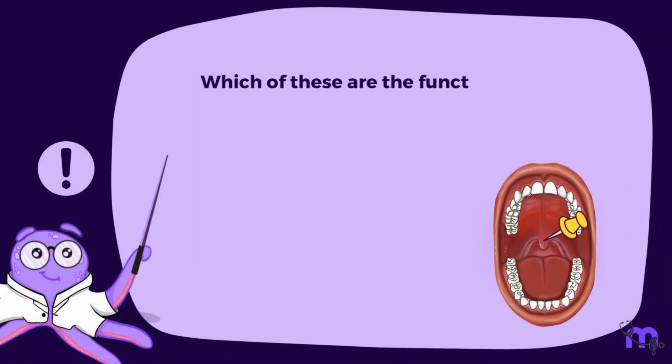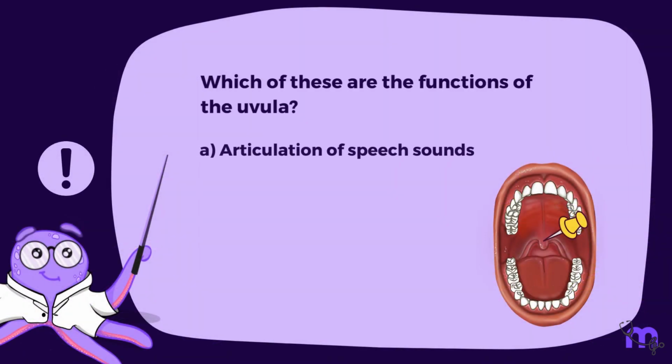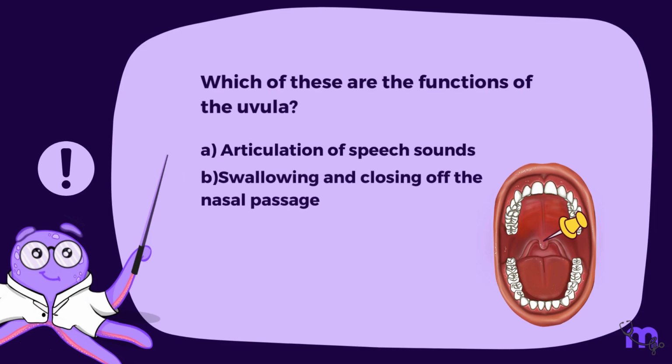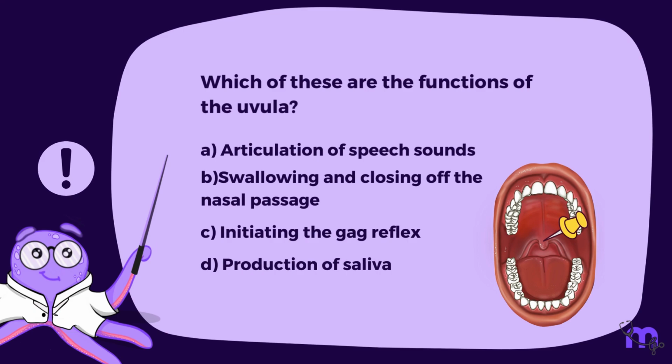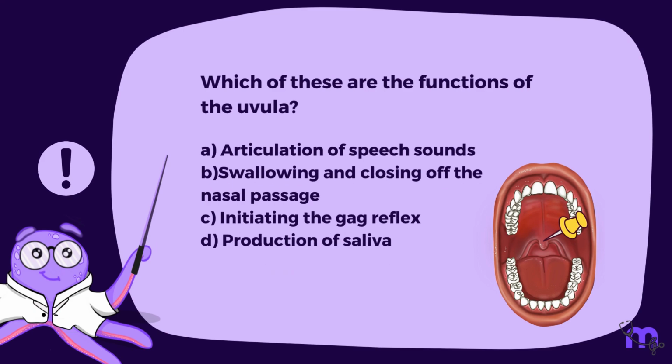Which of these are the functions of the uvula? A. Articulation of speech sounds. B. Swallowing and closing off the nasal passage. C. Initiating the gag reflex. D. Production of saliva. Answer: all of the above.